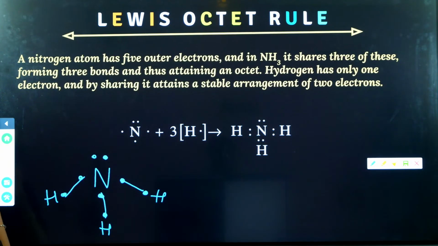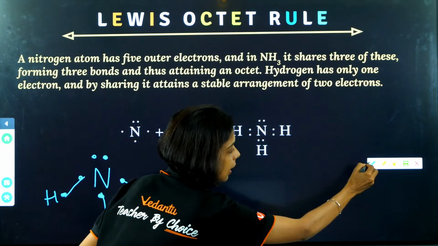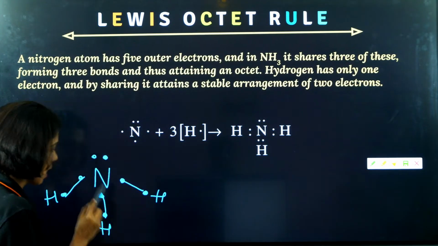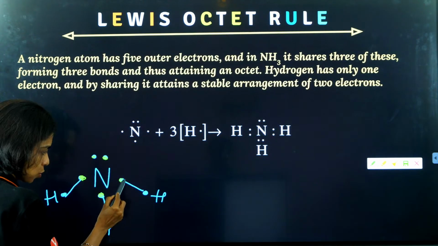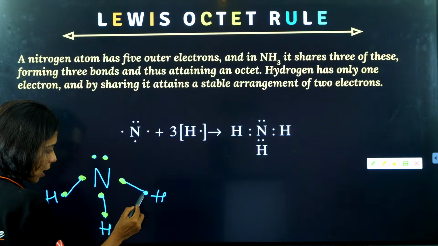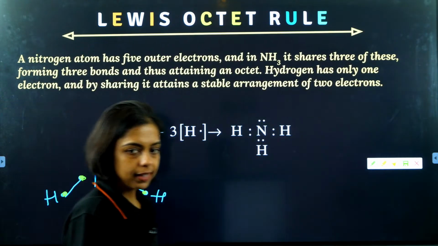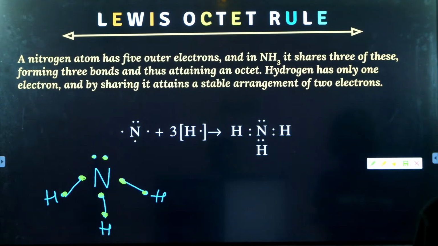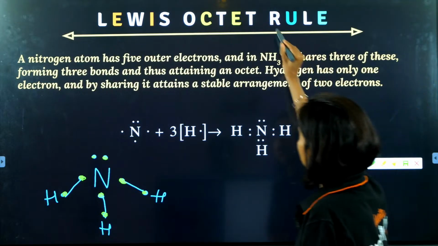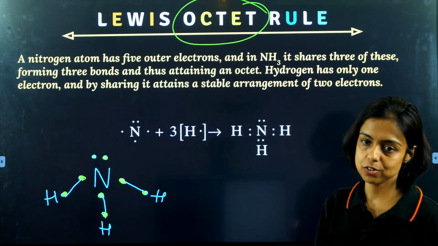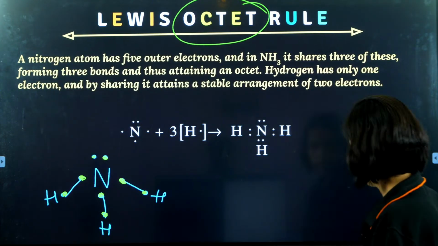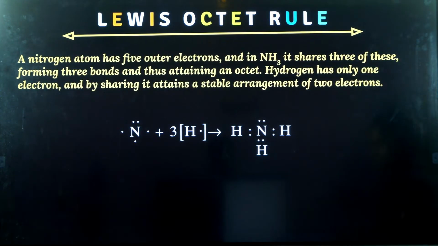Now after making this bond, how many electrons does your nitrogen have? 1, 2, 3, 4, 5, its own, and 3 shared by hydrogen. So total 8 electrons. So that is the octet rule. Octet rule means to have 8 valence electrons. Got it? Let's move ahead.